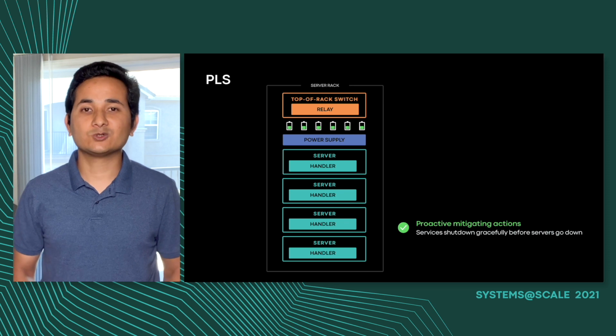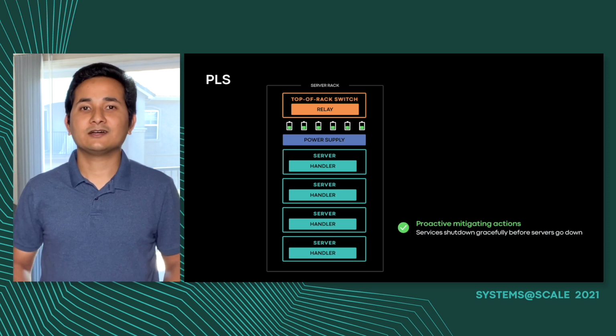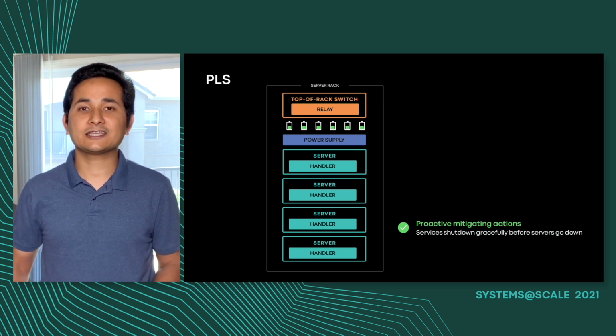An important thing to note here is that the entire flow of detection and alerting happens local to the rack, and we don't depend on any external dependencies. This allows us to have a highly reliable signal with very low latency. Now I'll hand it back to Raghu to talk about how services can leverage Power Loss Siren to be resilient to data center power outages.